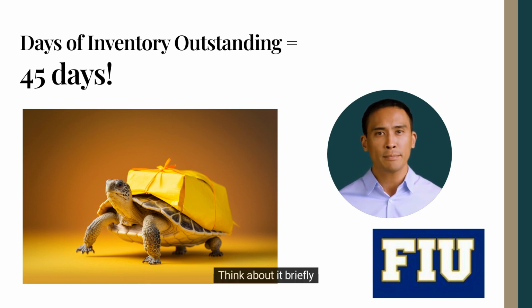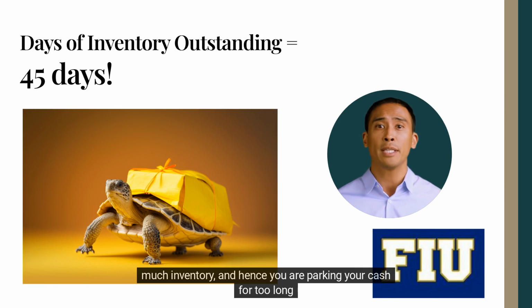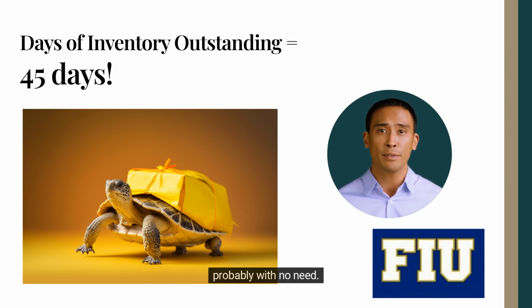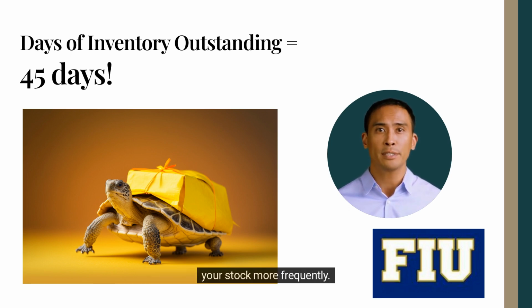Think about it briefly. If a hypothetical firm has a days of inventory outstanding of 200 days, it means you are probably buying too much inventory, and hence you are parking your cash for too long. Probably with no need. You could buy a smaller amount of inventory, which involves a lower commitment of cash, and you can replenish your stock more frequently.